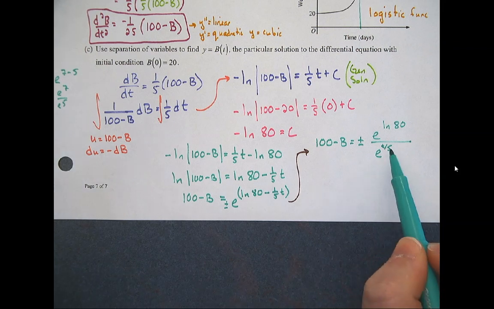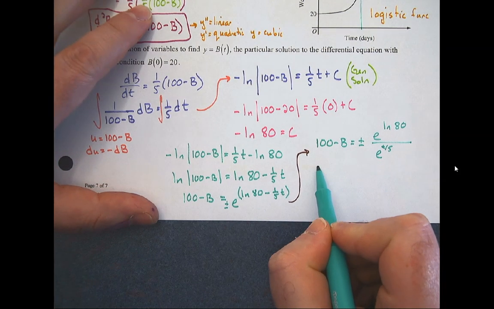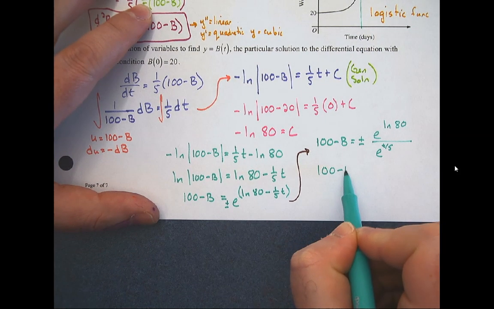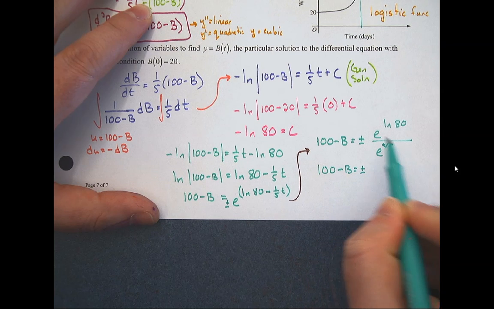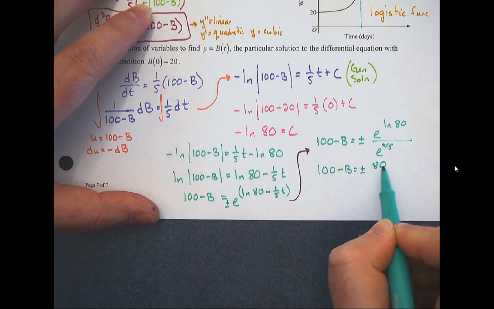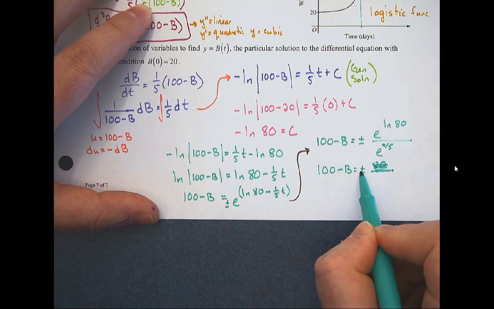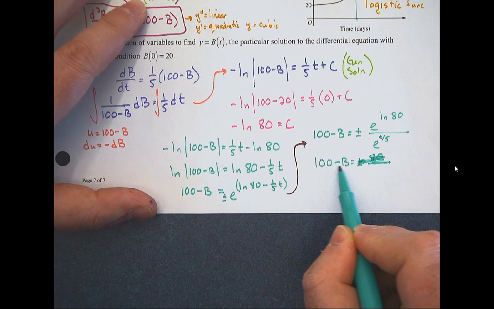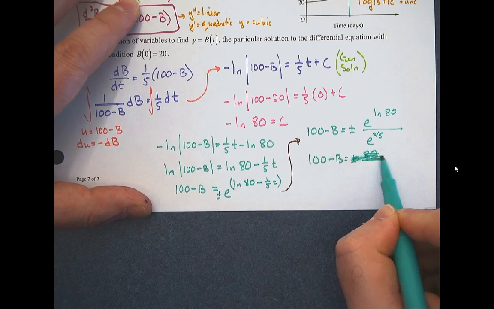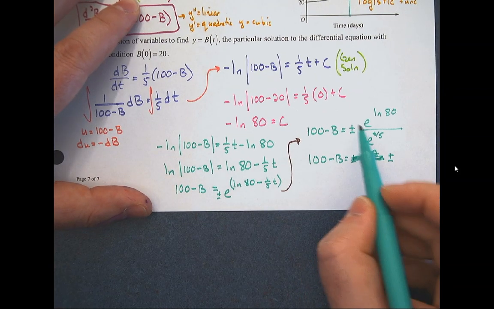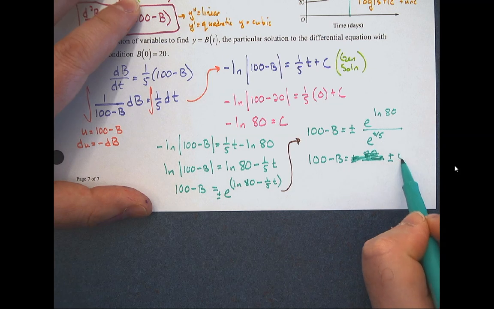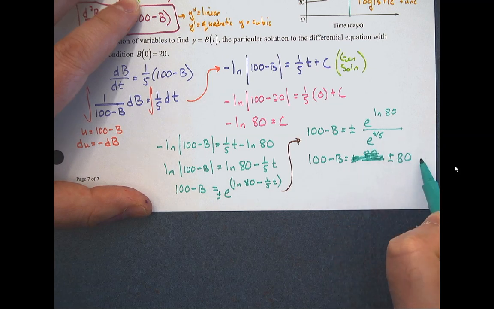Well, if I put in 0 right now, well, let's see. Hold on. Let's do one more cleanup. 100 minus B equals plus or minus e to the natural log of 80 over, you know what? I'm going to bump that e to the up to the top. So let's try this again. 100 minus B is equal to plus or minus e to the natural log of 80. And then this e I'm going to bump up from the bottom, so that means I have to have a negative exponent.